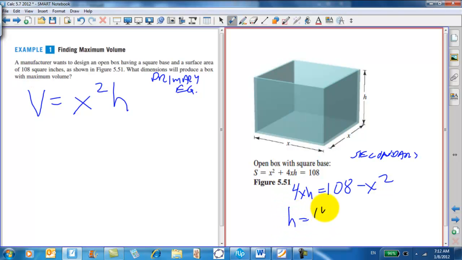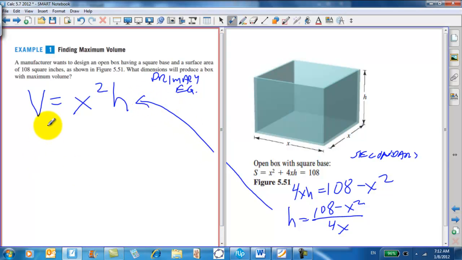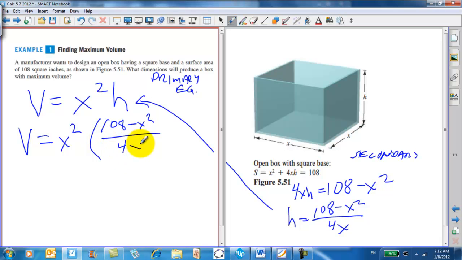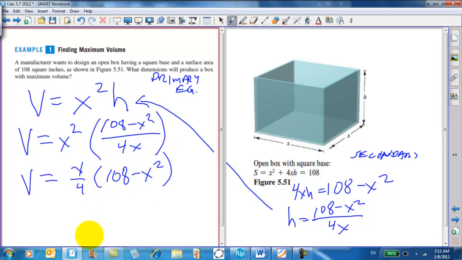And so h equals 108 minus x squared over 4x. And we can put that in for h over here. So that's where our volume equation comes from, that x squared times h, which is 108 minus x squared over 4x. And we can cancel out one of the x's here, so volume equals x over 4 times 108 minus x squared. And then go another step, and it's going to be easier to take a derivative, because that's essentially going to be our next step then.